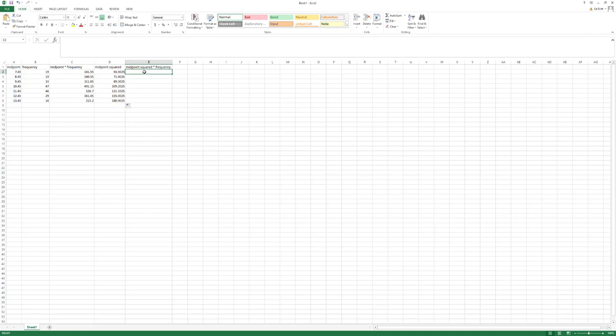So this is D2, so equals D2 times, and then remember the frequency was back over here at B2. So B2. Alright, and so it did that for us, and now I'm going to double click that little square there in the corner, and it did that for us.